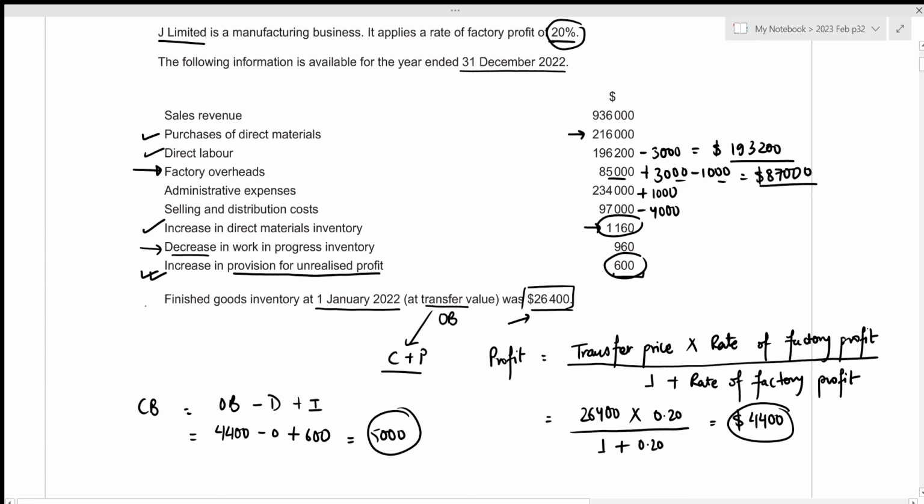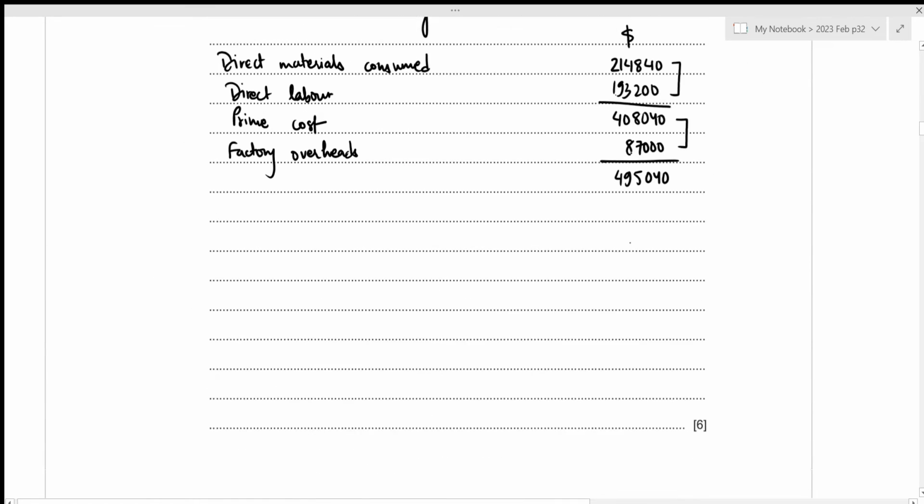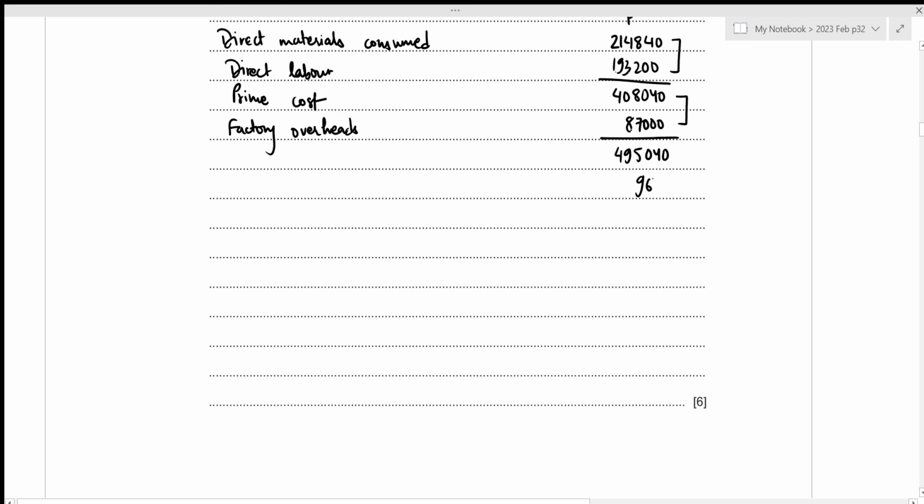Always remember that in cases of inventories, if there is an increase, we always subtract it, and if there is a decrement, we always add it. So for inventory, increase means it should be subtracted, and decrease means it should be added. So we're just going to add this amount of 960 as decrease in work in progress inventory. Let's write it down. That is 960 as decrease in work in progress inventory.